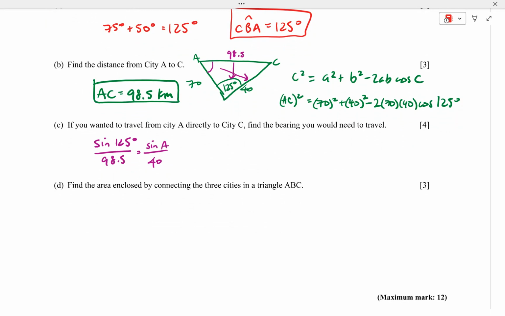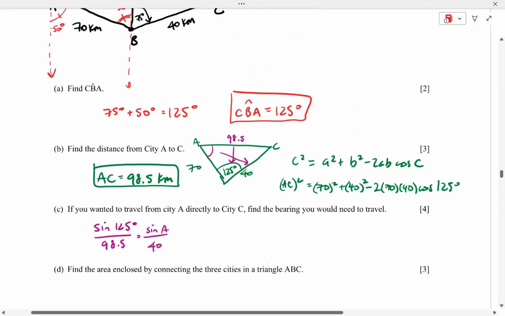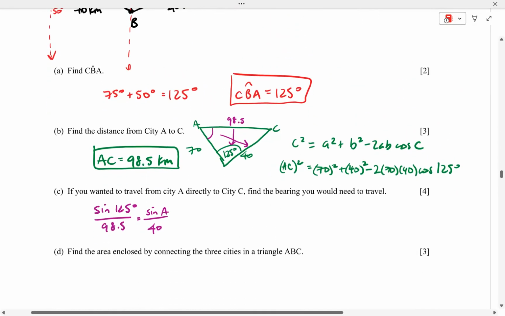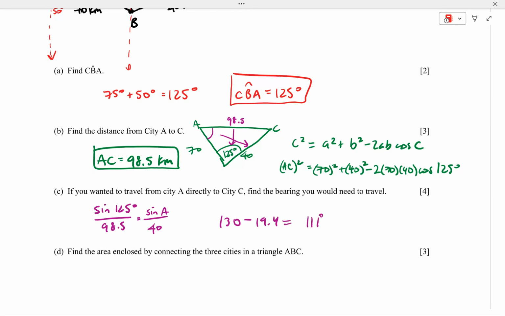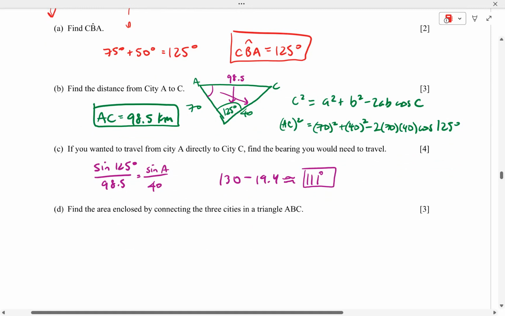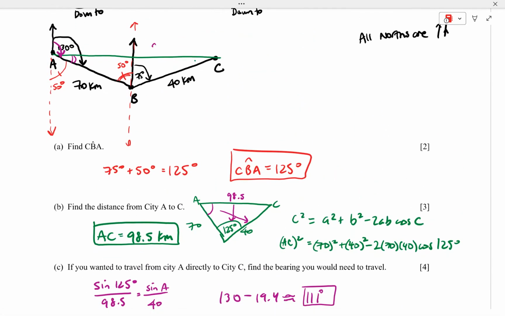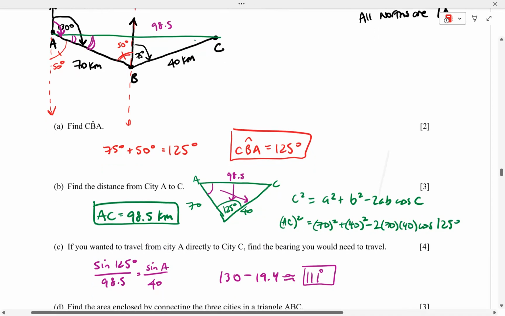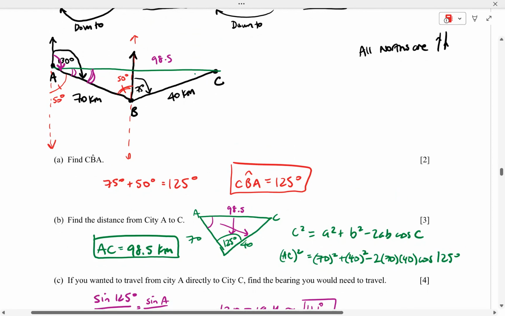19.4. Yes. Okay. So remember, that's us doing 130 minus that little piece, right? So then what would you get? 111-ish? Yes. Find the area enclosed by connecting the three cities in a triangle ABC. All right. We already did that to figure out the other thing. So I would get 1/2, and then I would get 70. This is 98.5, and I just found this angle here to be 111. Yes. You got it.